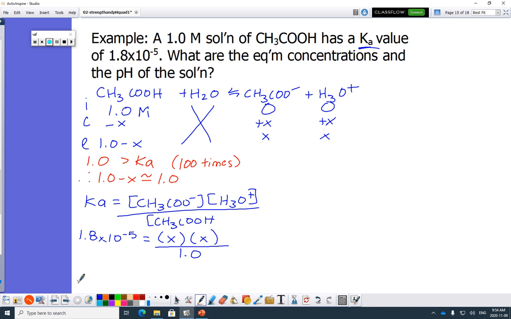So this is 1, which is not going to affect anything, but really if something is dividing, then you would multiply both sides by 1 to cancel it out. And then you're left with x squared. To get rid of the squared, you're going to square root. Because we're going to take this x value and plug it into our ICE table, we're just going to ignore the negative root. We don't want that. You can't have a negative value.